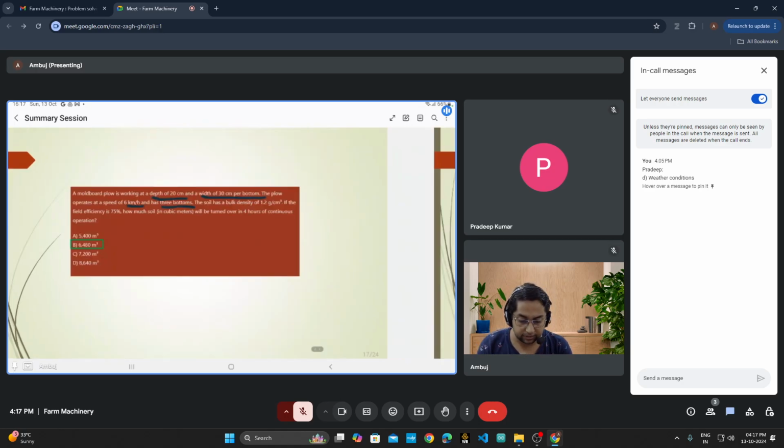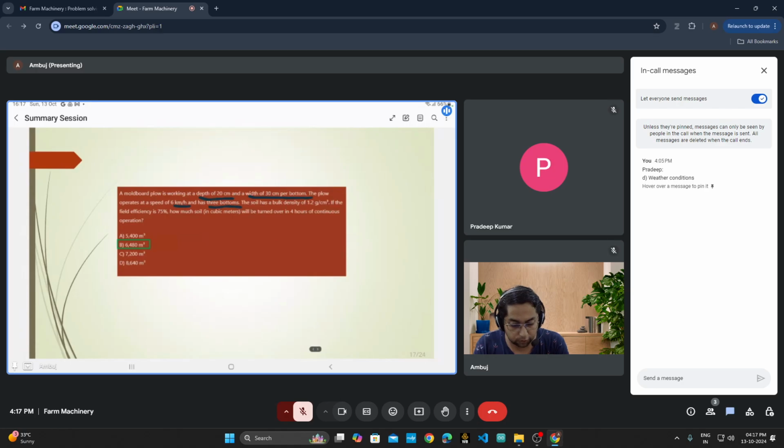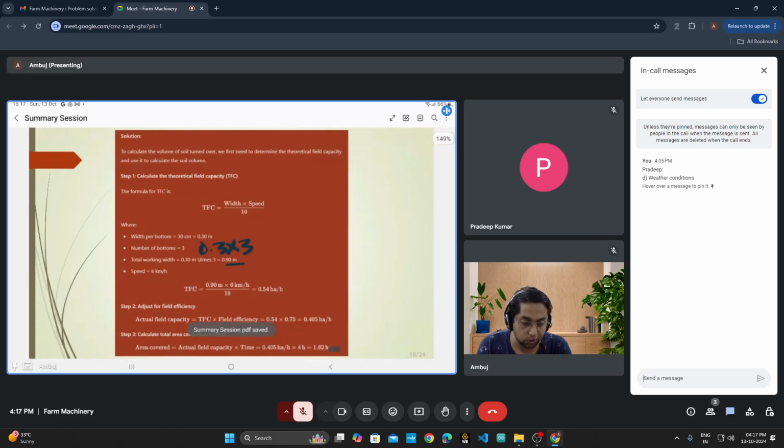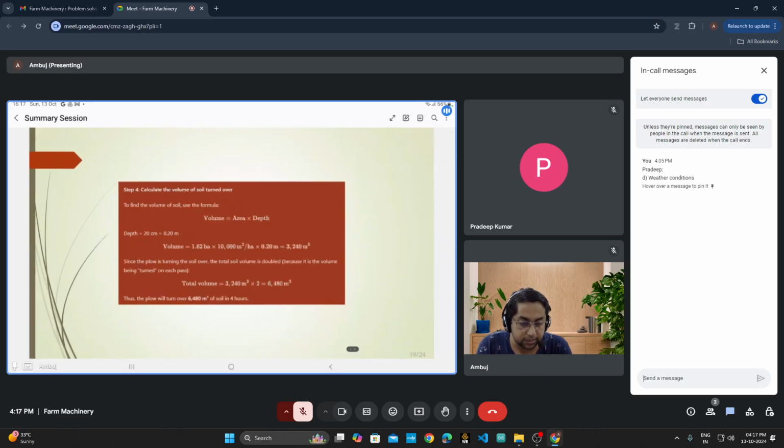Then another information has been given to me regarding my depth of operation, that is 20 centimeters. So moving forward, area I have known 1.62 hectares. Volume is area multiplied by depth or area multiplied by length. Depth is 0.2 meters, 20 centimeters, directly multiplied by 1.62 into 10 raised to power 4 meter squares.